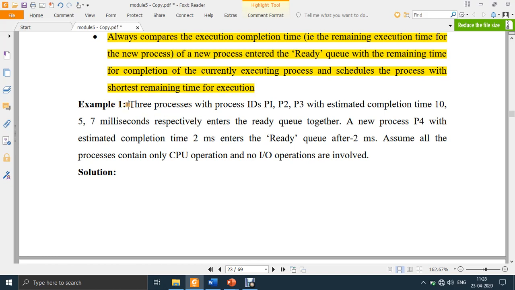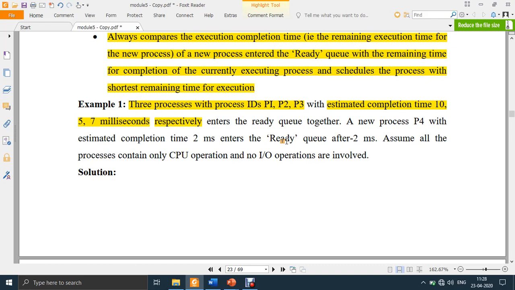So what is the example? There are three processes with IDs P1, P2, P3, with estimated completion times of 10, 5 and 7 milliseconds. So for P1 it is 10 milliseconds, for P2 it is 5 milliseconds, and for P3 it is 7 milliseconds. Okay, so these are the estimated completion times, that is, how long they want to use the CPU. So let's say P1 wants to use the CPU for 10 milliseconds, then only it will complete its operation.